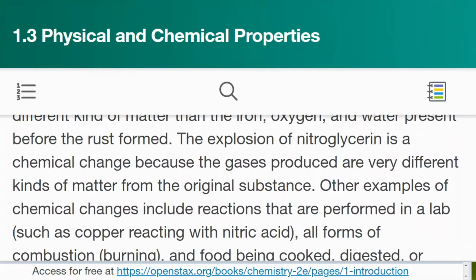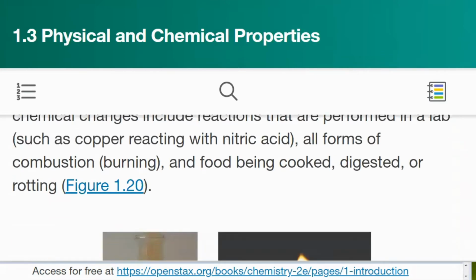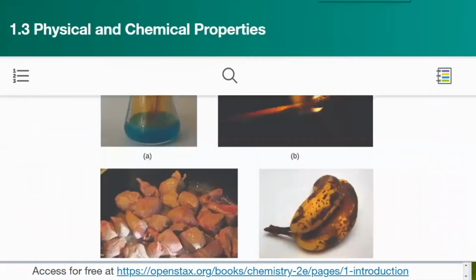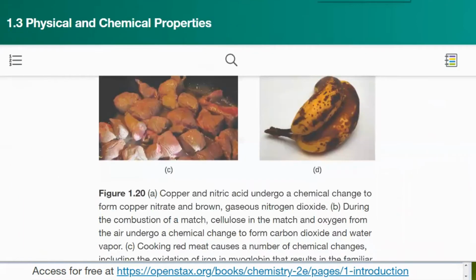original substance. Other examples of chemical changes include reactions that are performed in a lab, such as copper reacting with nitric acid, all forms of combustion, burning, and food being cooked, digested, or rotting. So let's look at figure 1.20.